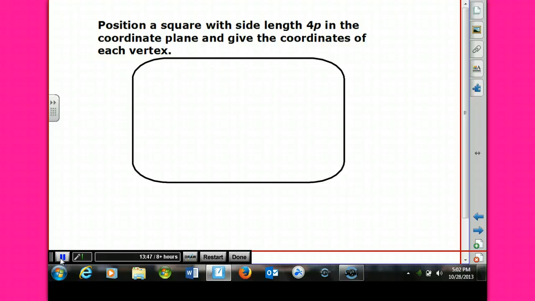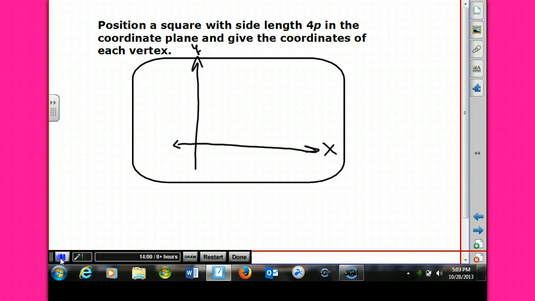Okay, let's try one more. Position a square with side length 4p in the coordinate plane and give the coordinates of each vertex. So here's my x-axis, here's my y-axis. We're going to position a square with side lengths of 4p. I'm going to place a vertex at (0, 0). And we're going to go such a distance to the right. Now that I have walked 4p and flew nowhere, my y value is 0.